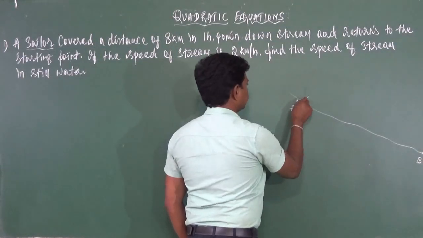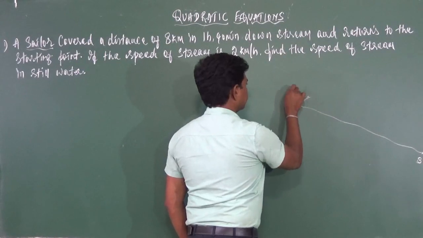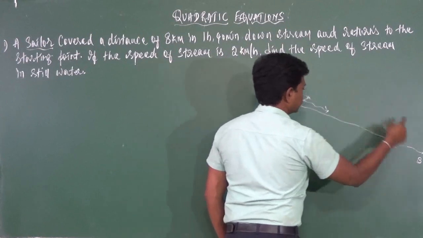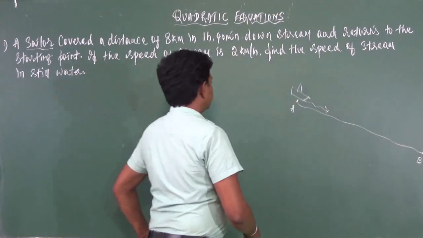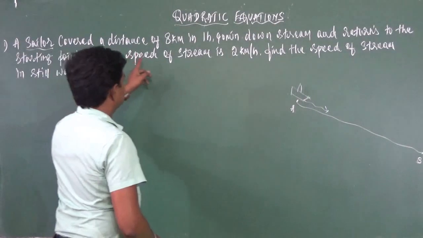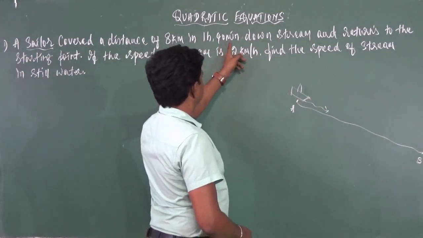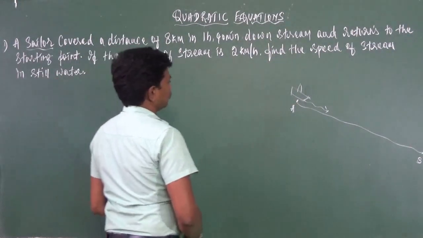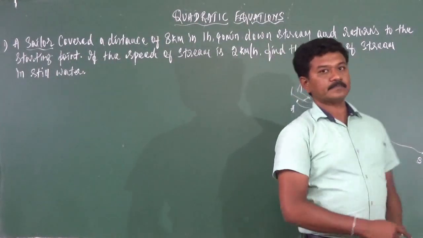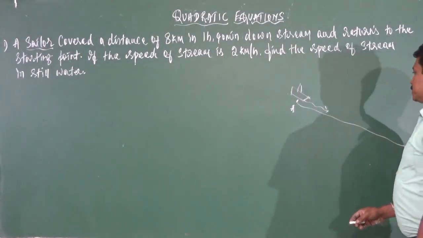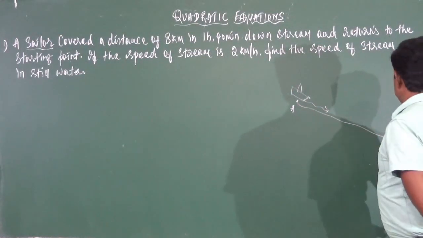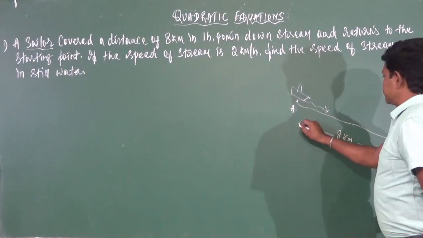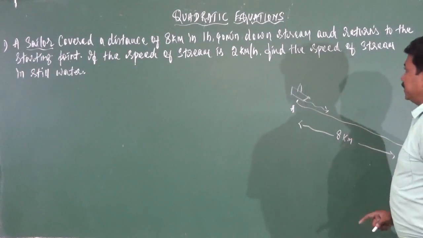So we have a boat here. It is moving down the stream. This is the starting point. This is the ending point, right? So a sailor covered a distance of 8 kilometers in 1 hour 40 minutes downstream and returns to the starting point. So this is very important. The distance here from A to B is 8 kilometers. From A to B, the distance is 8 kilometers.